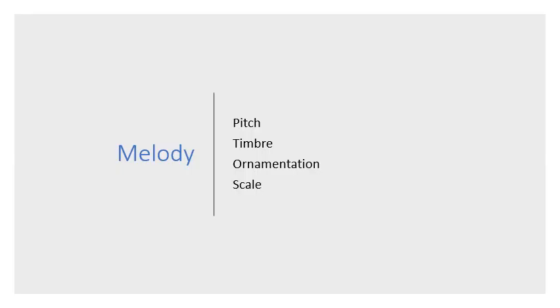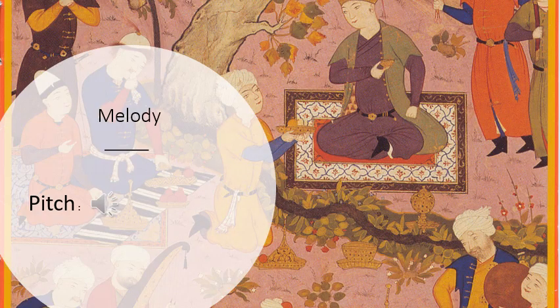That's all about meter and rhythm. There's a set of concepts that really accompany melody that also differ from culture to culture: pitch, timbre, ornamentation, and scale. And all of these are familiar to you if you're a musician and you're here at the university studying music. But, like I said, they differ depending on which culture you're talking about.